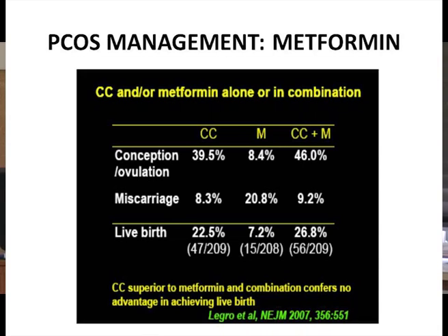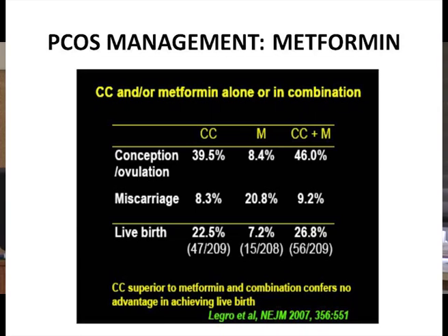So you could employ lifestyle modification and encourage them to change their diet and exercise. If they lose weight, they start menstruating on their own. If they don't fall pregnant, go on to clomiphene and see if they can fall pregnant. And clomiphene and metformin in combination, 46%, slightly higher conception and ovulation rates. Miscarriage rates showed absolutely no difference between clomiphene and clomiphene with metformin, but very high miscarriage rates with metformin alone, which didn't make sense to me at that particular time.